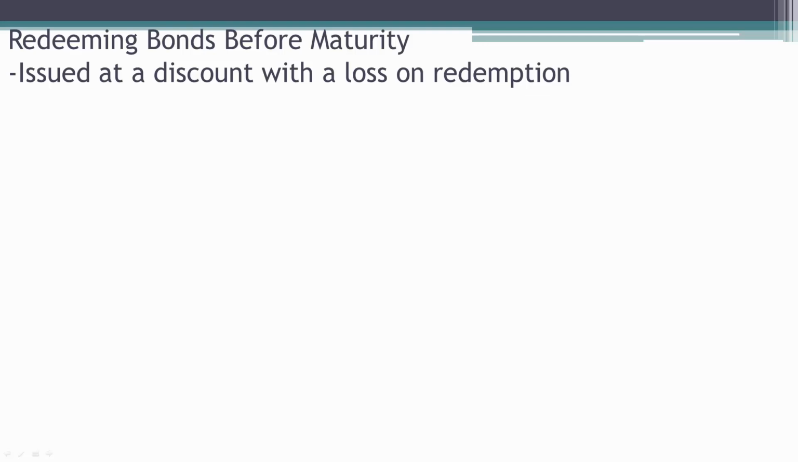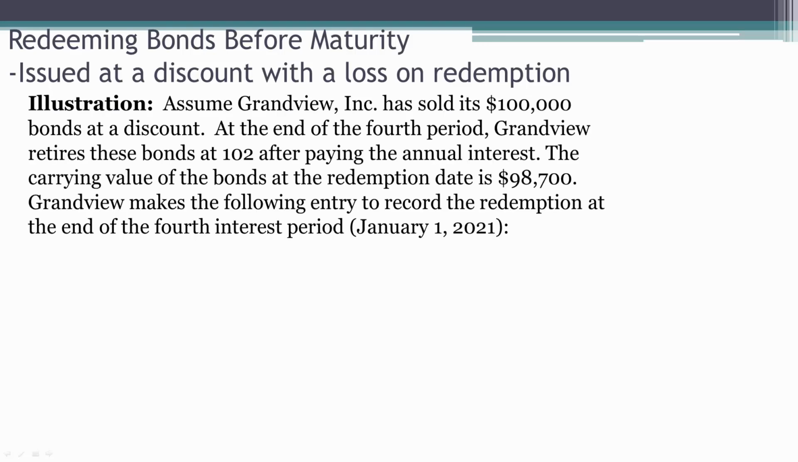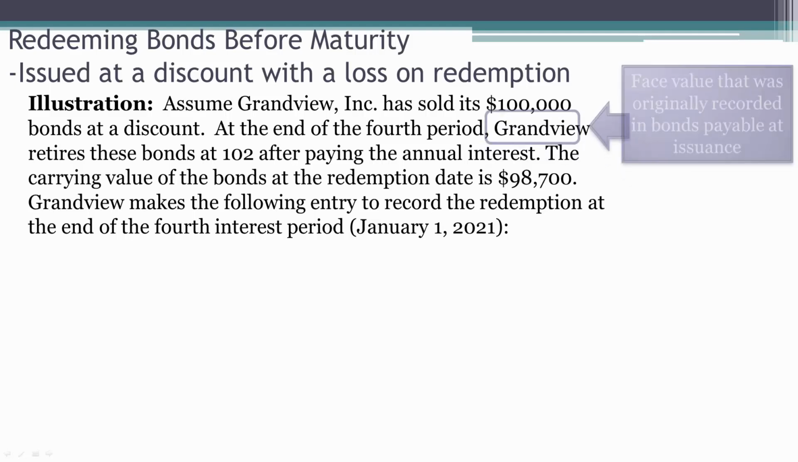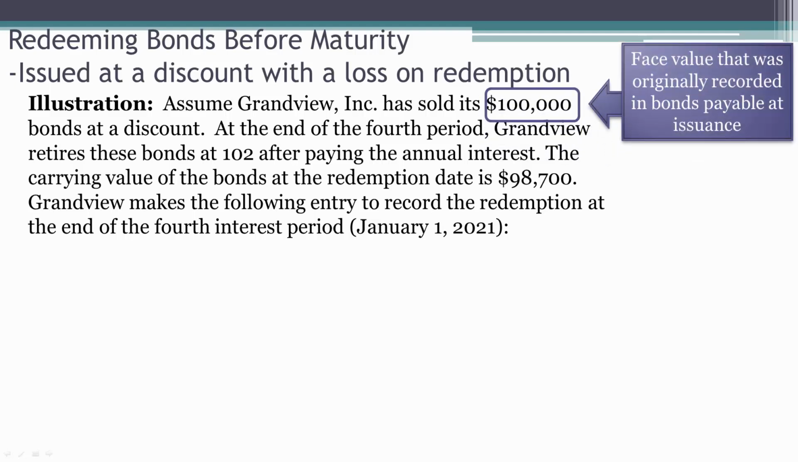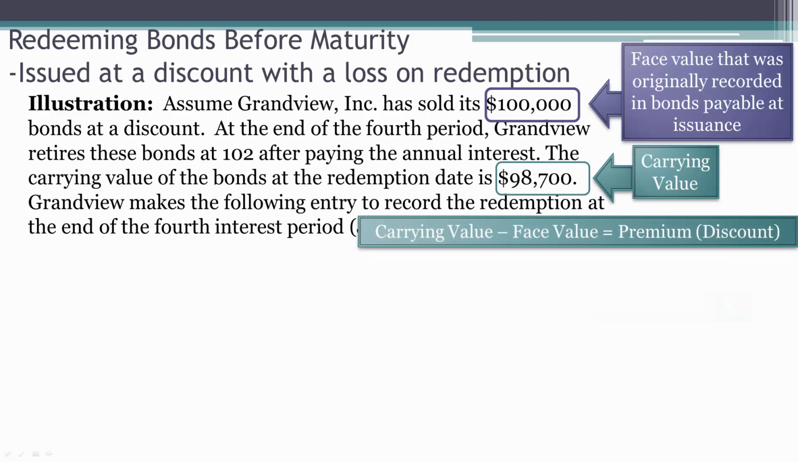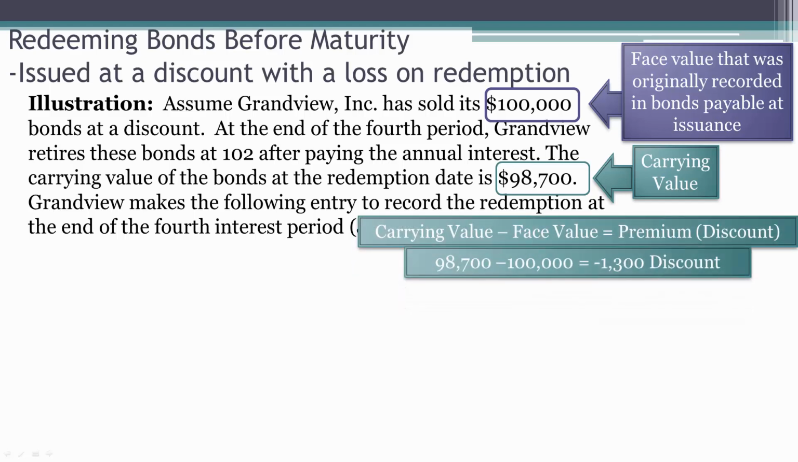Now let's look at an example of the bond being issued at a discount, but with a loss on redemption. So again, we have Grandview with the $100,000 face value for the bond. And now our carrying value is $98,700. So when we compare the carrying value minus the face value, we can determine that there is still a $1,300 discount outstanding on that bond. So it was originally issued at a discount, and there's still a $1,300 discount that has not been amortized.